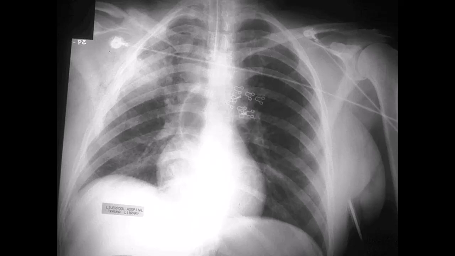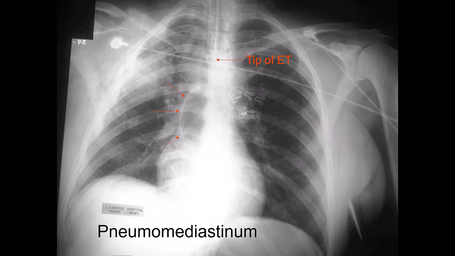This is not a pneumothorax. This is actually a pneumomediastinum. And you can see the tip of the endotrach tube, and below it, the area where we have the pneumomediastinum.